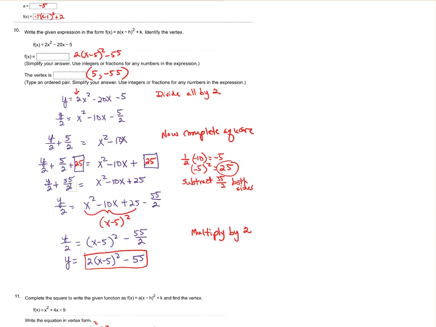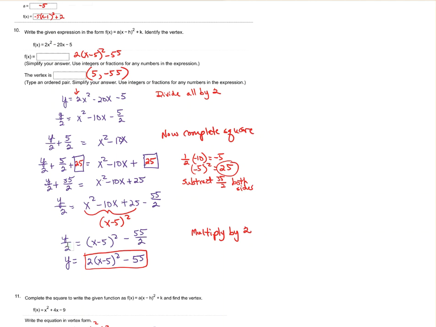And so over here, we're going to move this 25 halves. Hold on. I didn't show that here, but you've got 5 halves and a whole 25. The 25 would be 50 halves. So 50 halves plus 5 would be 55 halves. We're going to subtract that to the other side here. We're trying to solve for y. So we have y over 2 equals x minus 5 squared minus 55 halves.